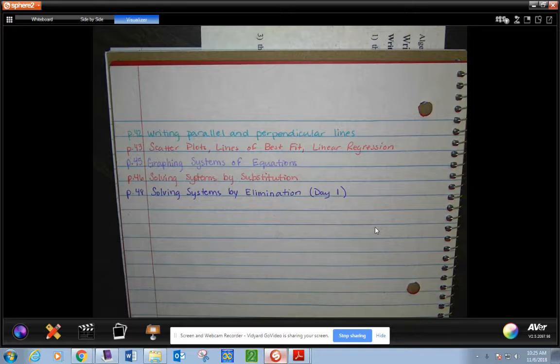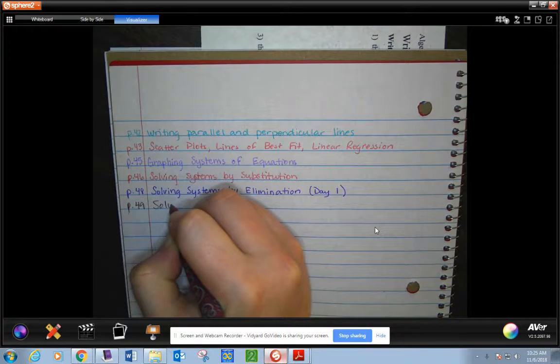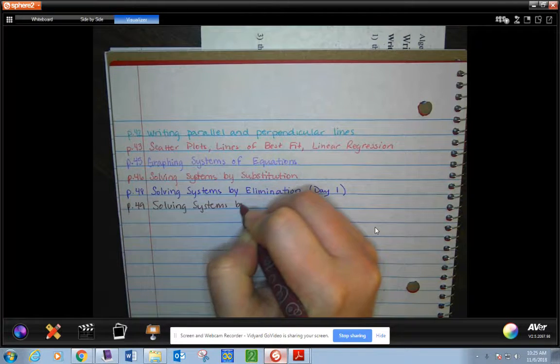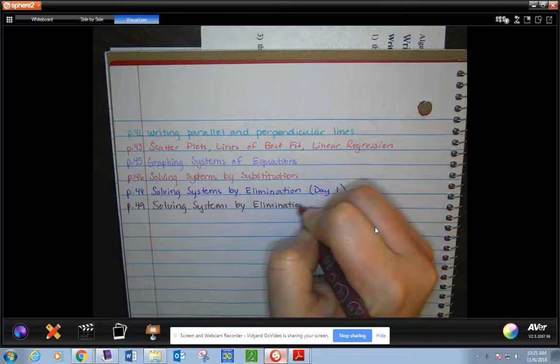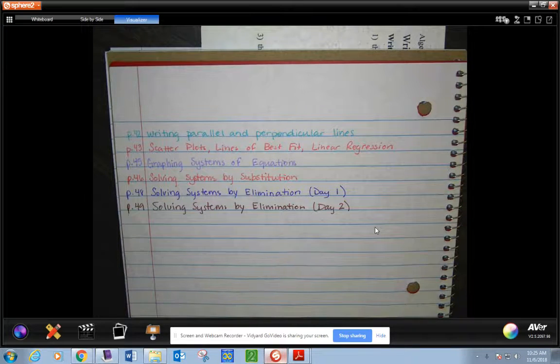Talk out some more elimination. So on page 49, I need y'all to do solving systems by elimination. And we're going to do day 2 now. Okay, once you have that written in there, if you will go ahead and flip over to the page.